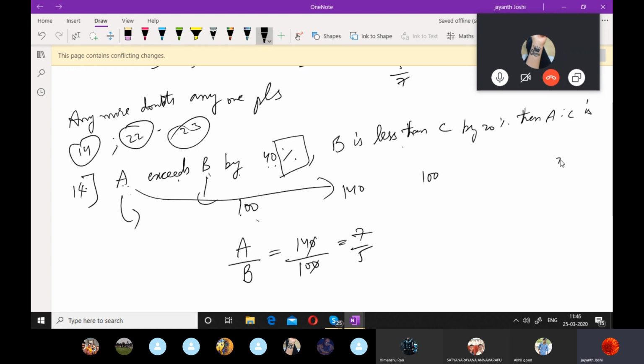So A exceeds B by 40% and B is less than C by 20%. So A 140, B 100, C 120.